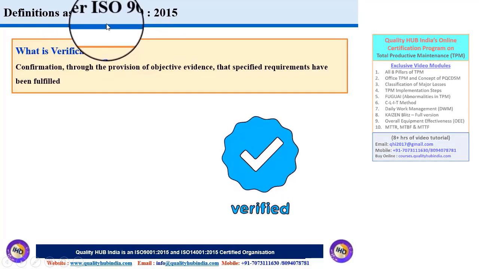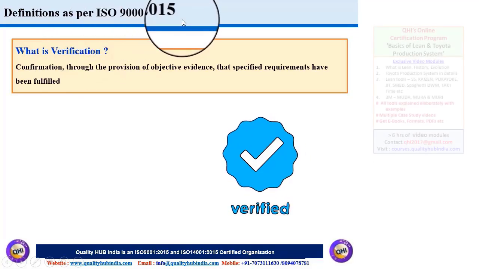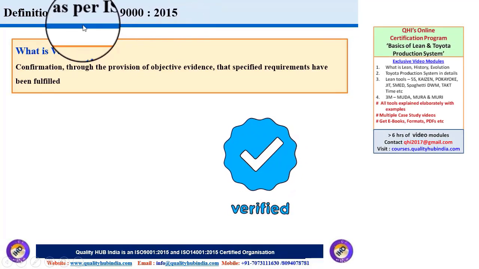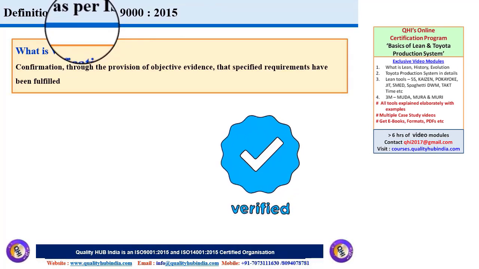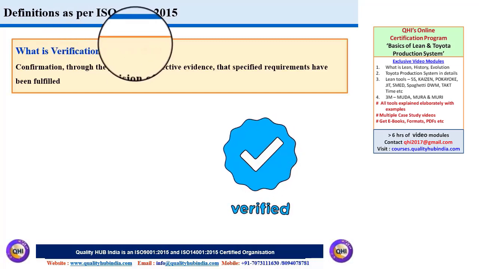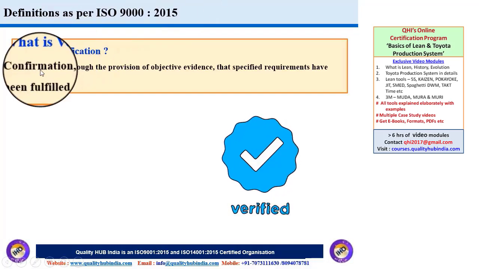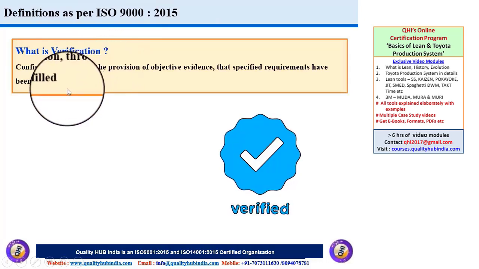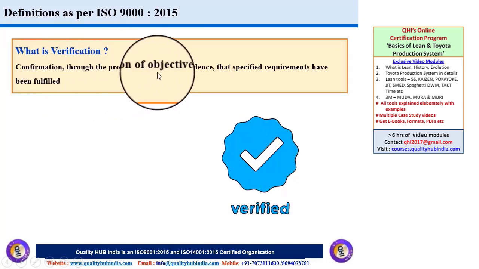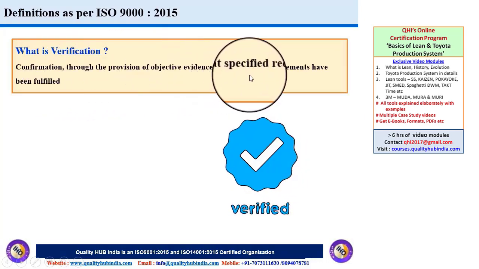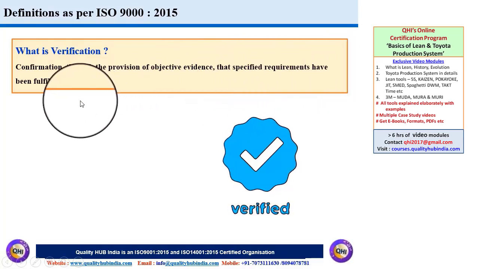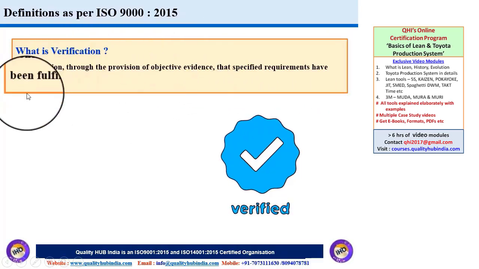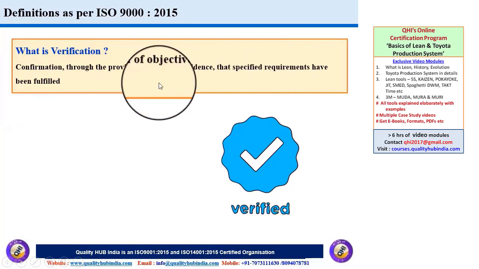As far as ISO 9000:2015 is concerned, it's a standard for fundamentals and vocabulary, and it provides terms and definitions of almost all critical elements which pertain to the quality management system. So as per the standard, the definition for verification is confirmation through the provision of objective evidence that specified requirements have been fulfilled. So here it talks about fulfillment of some specific requirement.